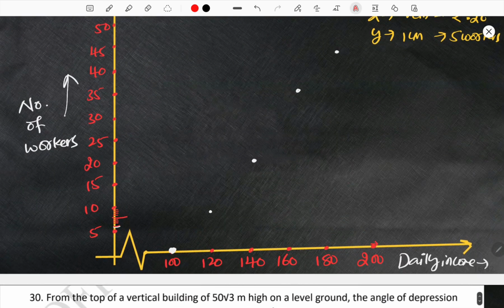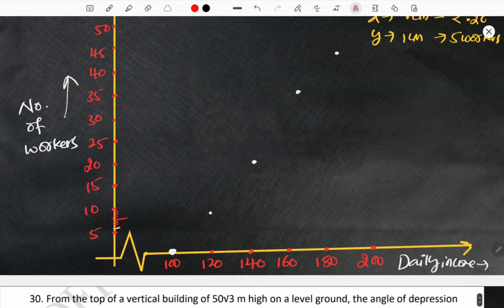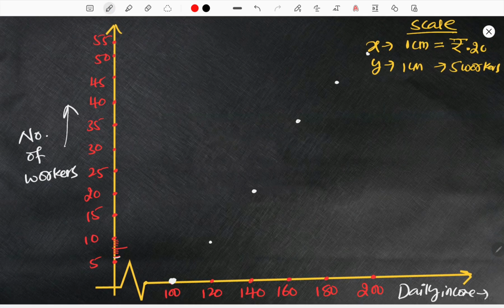250 means look at this, 200, then 50, it comes here. Alright, so here is the point 50. So now you got these points, no? Join them with free hand. Okay, join them with free hand. Now here is the graph.